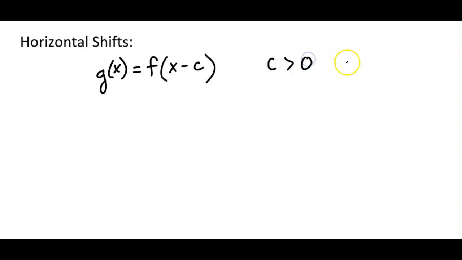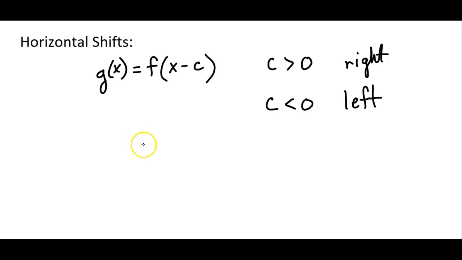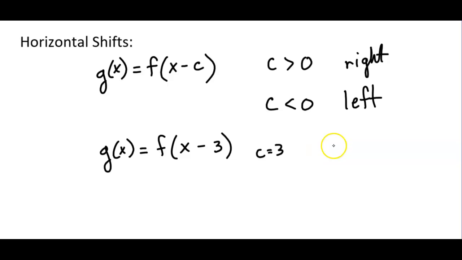Okay, so when c is greater than 0, it's going to move to the right. And when c is less than 0, it's going to shift to the left. Now, remember though that it's x minus c. So if I have something like g of x equals f of x minus 3, then that means c is 3. So it's going to move to the right 3 units, because 3 is greater than 0, okay?